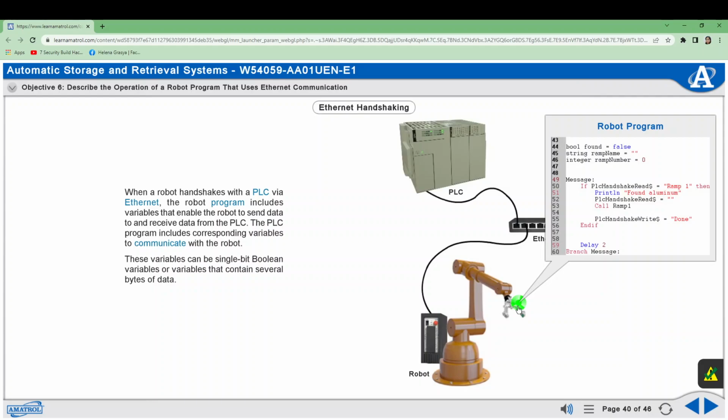This example shows how the robot program waits for the PLC input and then moves on to perform its task. Once the robot's task is complete, it sends an output to the PLC to let it know the task is done.